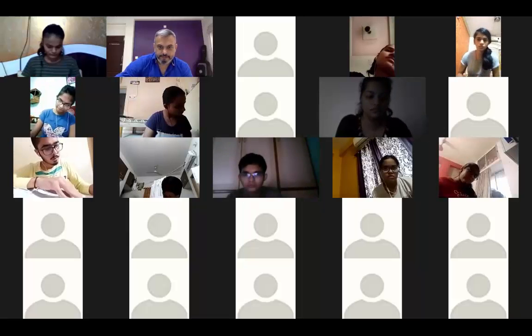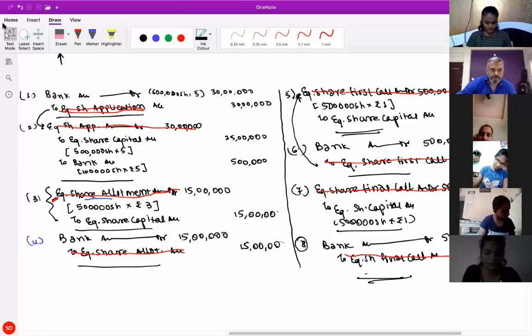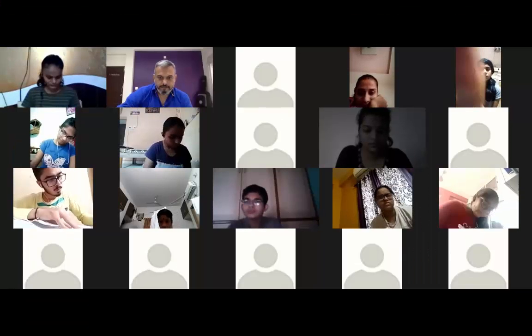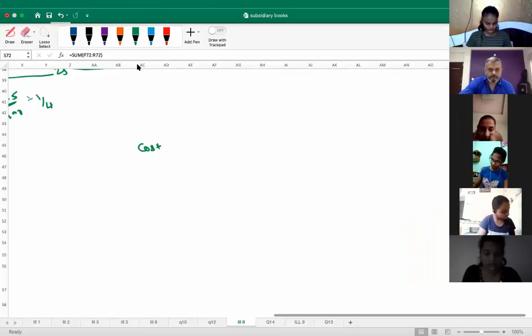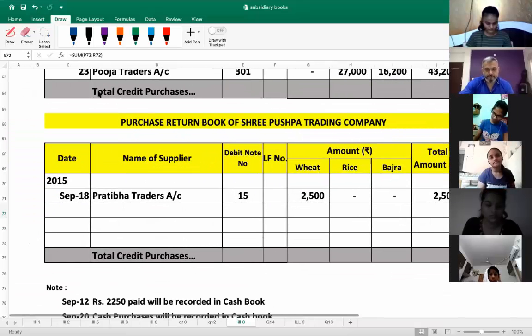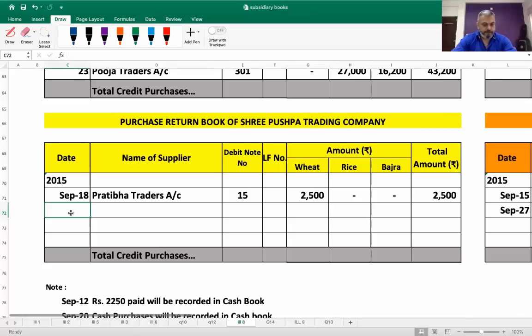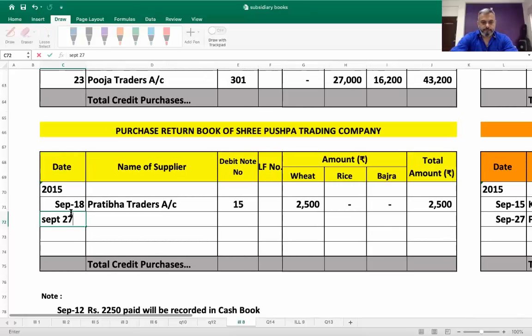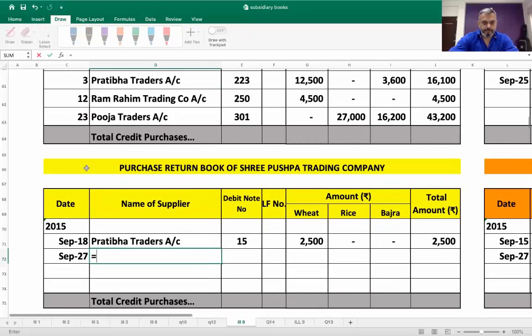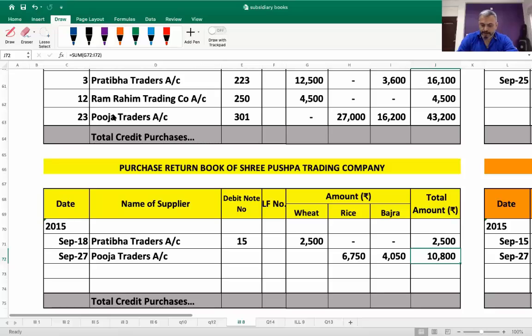So let's go back. Come to purchase return, Pooja Traders, 27,000. You can directly take 25% of 27,000, or 6,750, and half of 16,200 was sold and half of it came back, so divide by 2, 4050, 10,800.